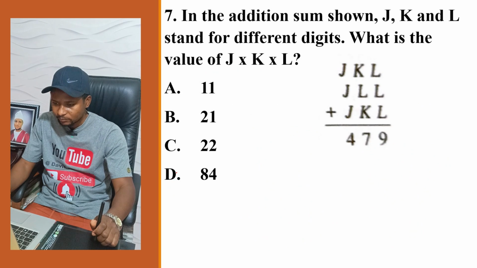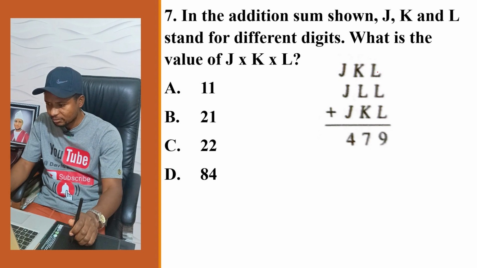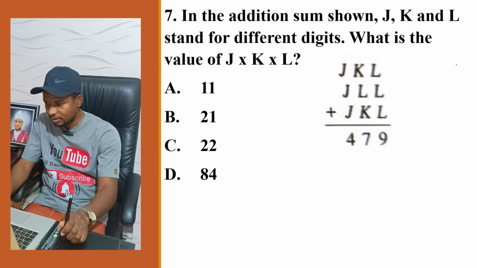Moving on to question 7. In the addition sum shown, J, K, L stand for different digits. What is the value of J, K, and L? Because they all stand for different digits, it's very easy. Study it carefully. Look at it, LLL. So I can easily assume 3 here. So 3, 3, 3 will give me 9.